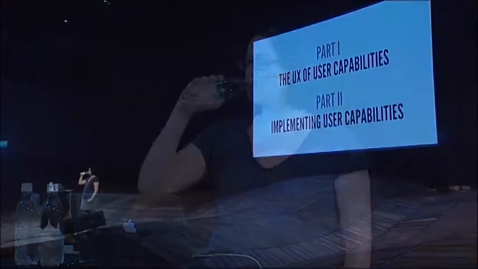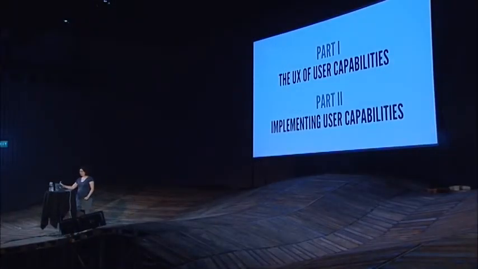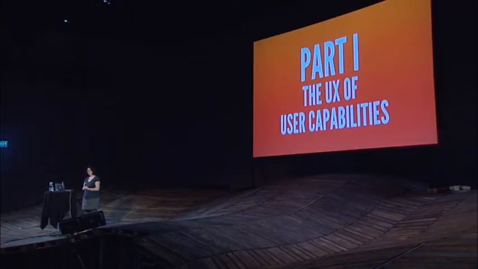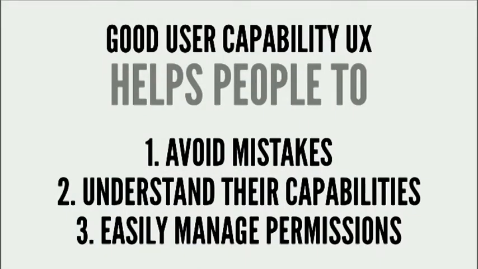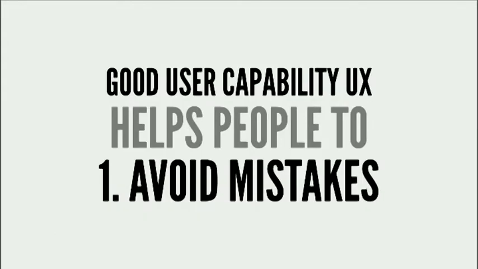And I've divided the talk into two parts. Part 1, the UX of user capabilities, and Part 2, implementing user capabilities. So let's get into it. Part 1. From a UX perspective, why you should care about this. You should care about this because good user capability UX helps people to avoid mistakes, understand what their capabilities are, and easily manage permissions. Specifically, let's look at good user capability UX helps people avoid mistakes.